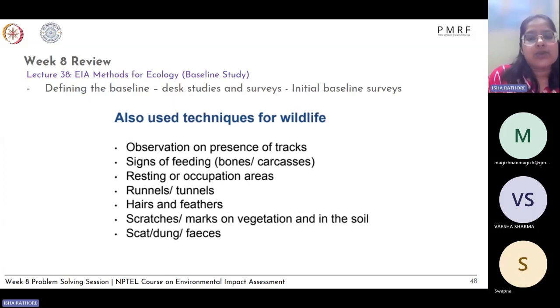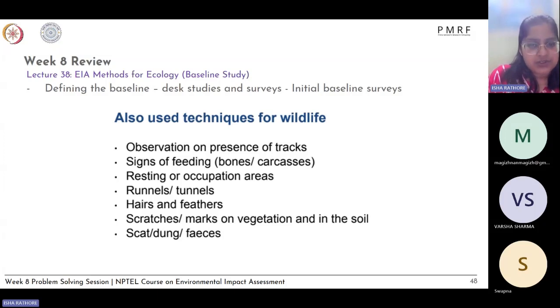Then other techniques which I use for wildlife assessment are observation or presence of tracks, whether you have certain paw marks or something. So you identify whether different species are coming to site or not, whether there are signs of feeding, that is, you find bones or carcasses on your site, so it indicates that a carnivorous being is present on your site or has a movement pattern through your site. So you need to address that as well.